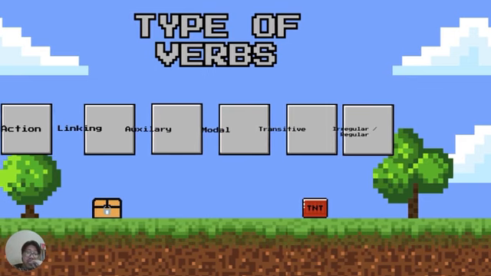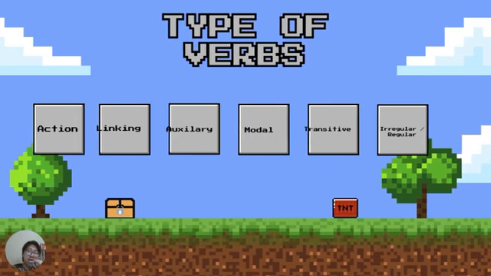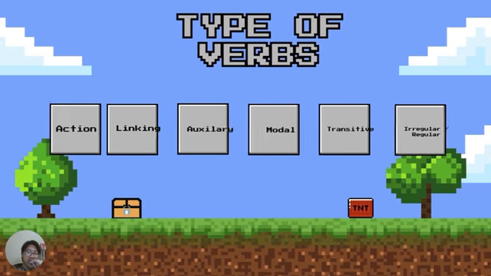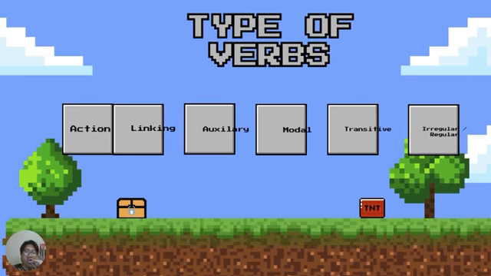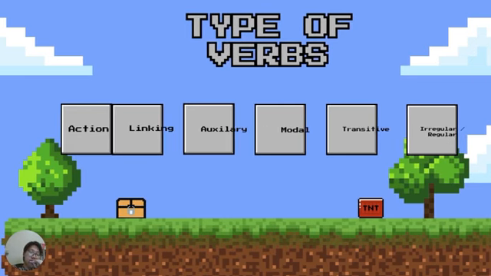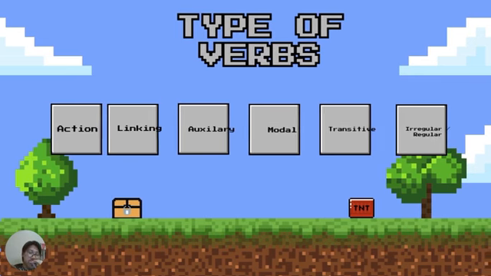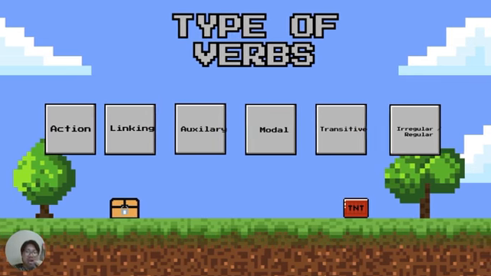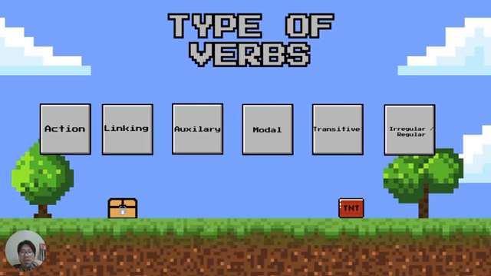So today in my presentation, we learn about six types of verb. There are more actually, but these are the basics, the core that we have to know before we dive into deeper versions of verbs. So we have action verb, linking verb, auxiliary verb, modal verb, transitive verb, and irregular and regular verb.